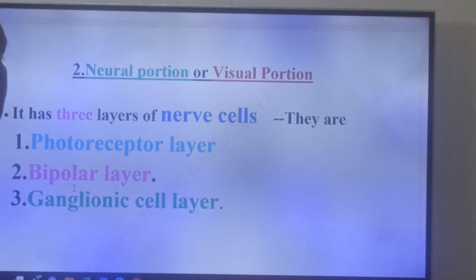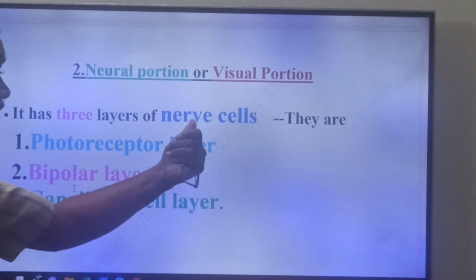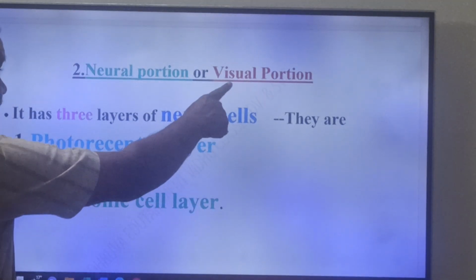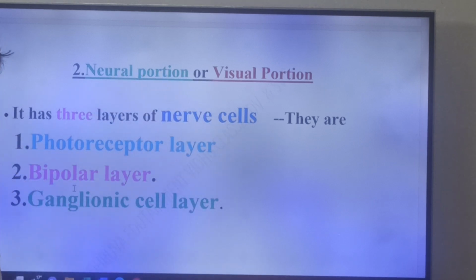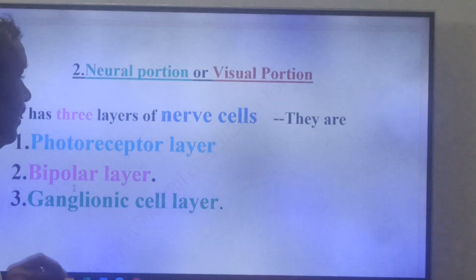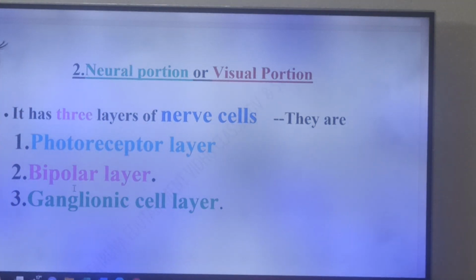Okay friends. Now second layer, neural portion or visual portion. See, this neural portion is the second layer of the retina, friends. It has three parts. What are they, friends? See here, friends, these all are nerve cells only. Because of that it is called a neural portion. The second layer of the retina is completely made up of nerve cells. Because of that it is called a neural portion.